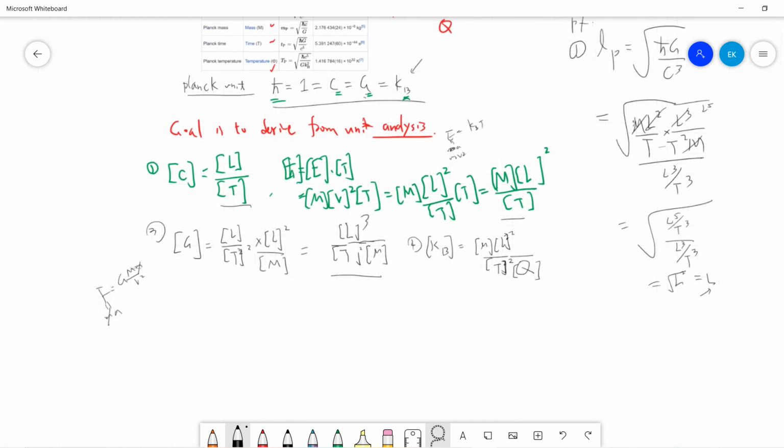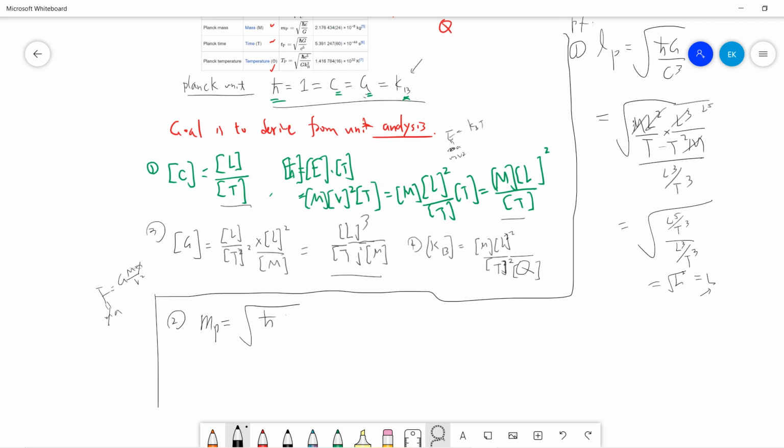Okay, how about we prove the second one? Maybe I write here. Okay, so the second one is MP, right? So it's mass. So MP is defined to be, let's say, the square root of h bar c divided by G. Okay, so h bar will be m l squared divided by t, times c which is l divided by t, divided by G, right?